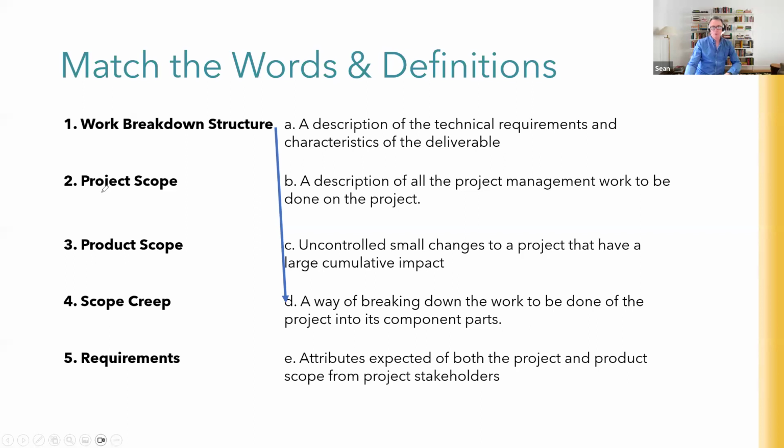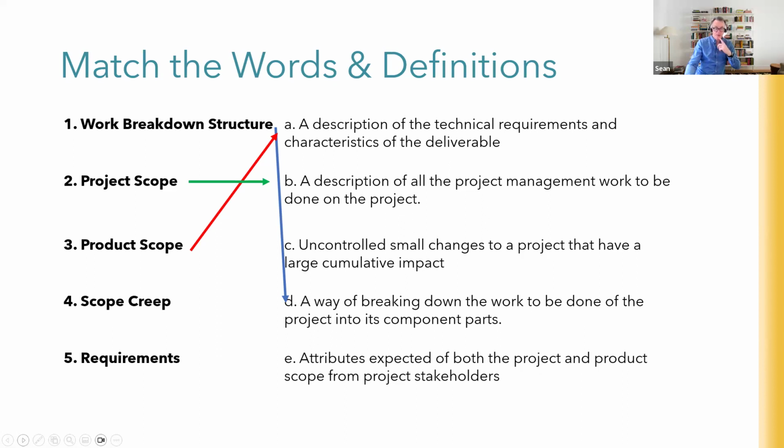What about the next one? Project scope. I'm going to give you a clue here because the next one, number 3, asks for product scope. So as you're reading through the definitions, make sure you can distinguish between project scope and product scope. So is it A, B, C, or E? What do you think for project scope? Okay, well, hopefully you chose B, a description of all of the project management work to be done on the project, or the non-product based work. So then what is product scope? Well, hopefully you chose A, a description of the technical requirements and characteristics of the deliverable.